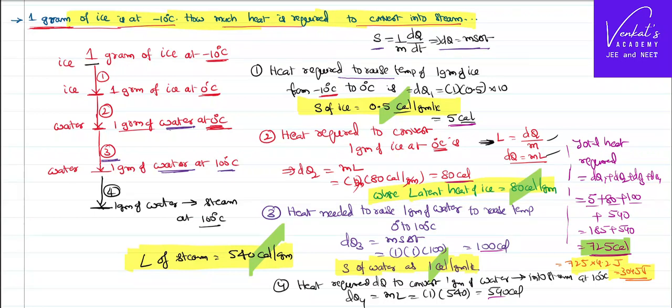So in solving these problems, we have many things in our picture. Whenever there is a change in temperature, for dq, I reiterate, we shall use the formula ms delta T. Whenever there is a change of state, for dq, we shall use the formula ml, and then we have to go according to the flow of the problem.